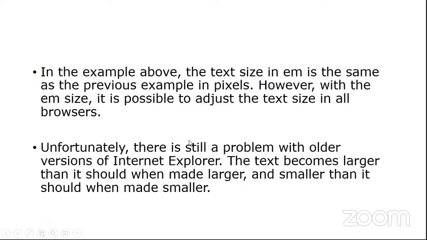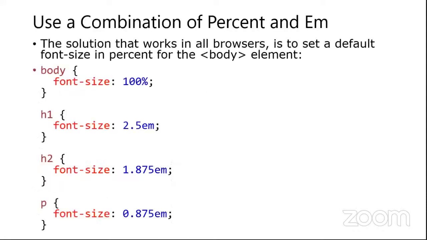In the example, the text size in EM is the same as the previous example in pixel. However, with the EM size, it is possible to adjust the text size in all browsers. Unfortunately, there is still a problem with older versions of Internet Explorer. The text becomes larger than it should when made larger, and smaller than it should when made smaller. So we will see what this means in the example.